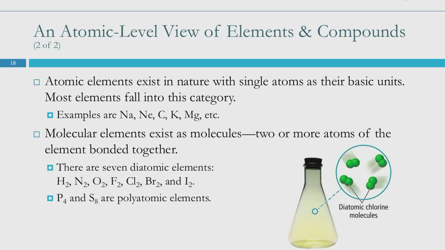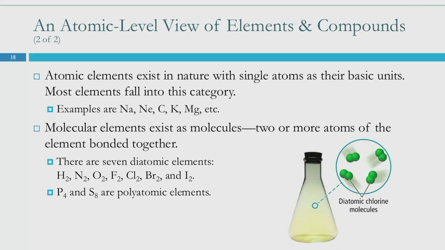Our elements can exist as single atoms, like sodium, neon, etc. in our list here. A lot of our elements fall into this category of being just one atom existing by itself. They're separate from each other. Our noble gases will also do this.